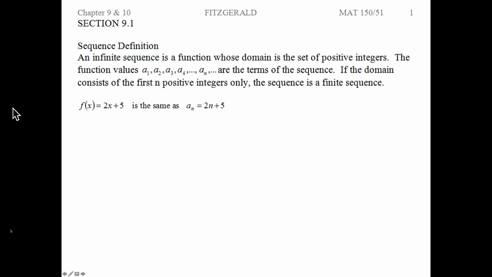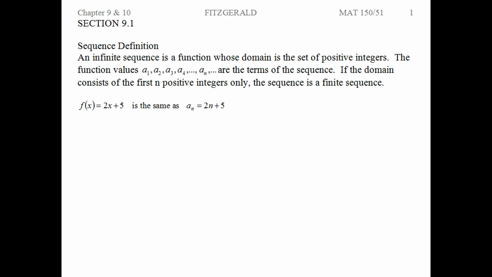Chapter 9, a couple sections out of this chapter. We're looking at 9.1. We're going to talk about sequences. The definition of a sequence is: an infinite sequence is a function whose domain is the set of positive integers. That means 1, 2, 3, 4, 5. No more fractions, no more decimals, no more radicals.